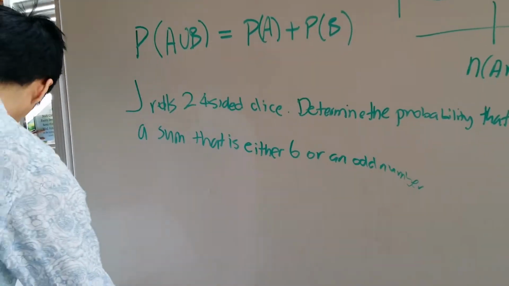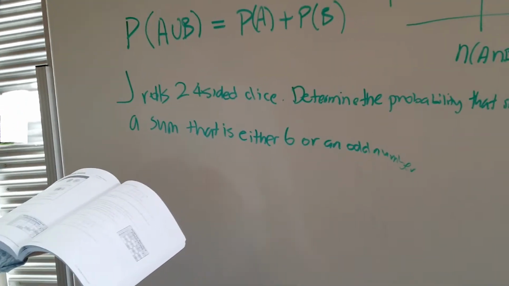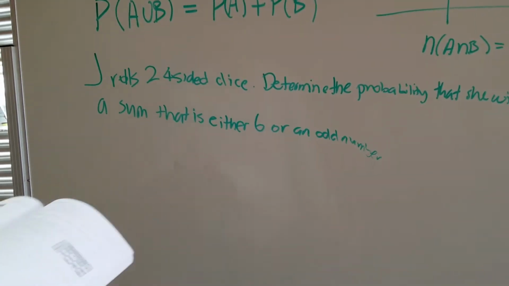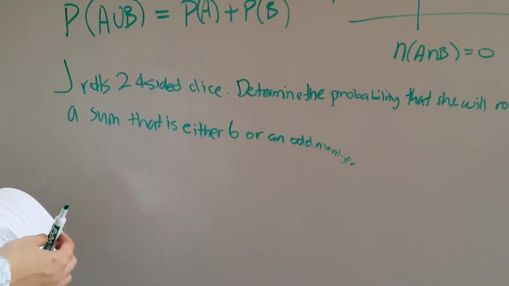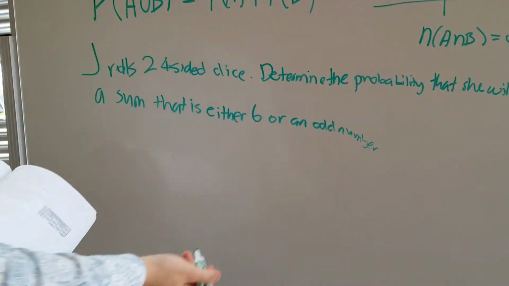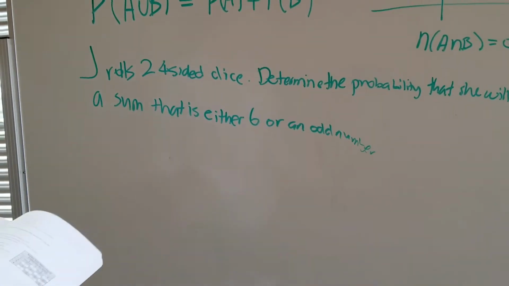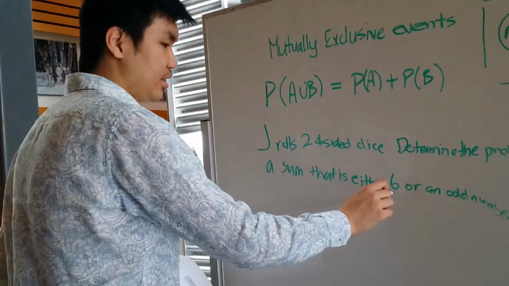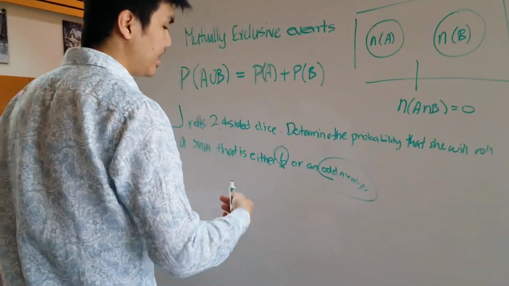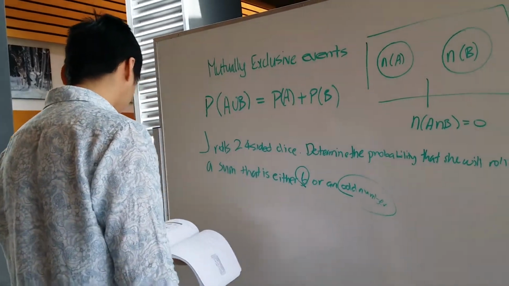The first step we have to do is consider whether these events are mutually exclusive or not. They are mutually exclusive because both events cannot occur together, since 6 is not odd. You have to find a 6 or an odd number, but 6 is even, and even and odd numbers are not the same. So they are mutually exclusive.